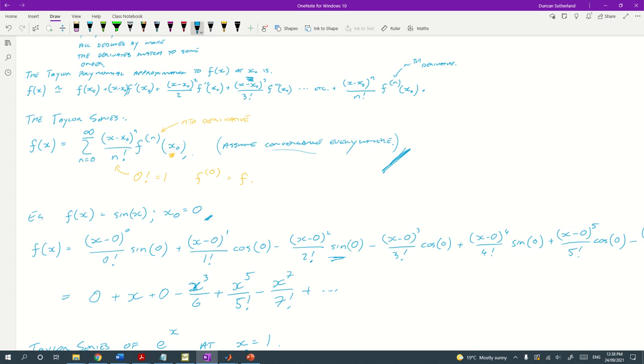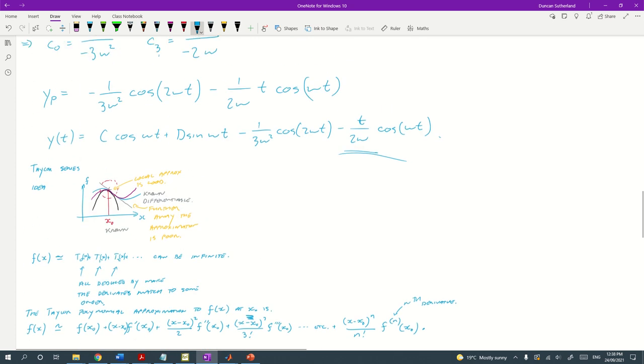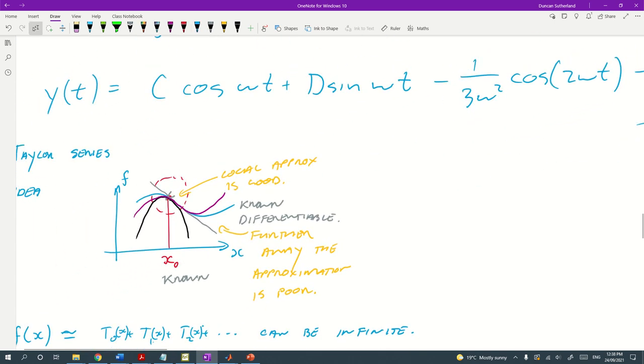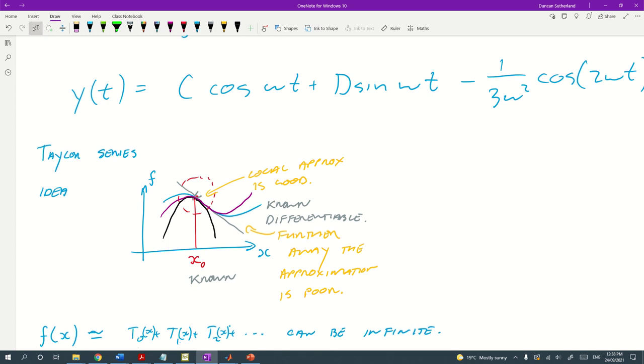And this is particularly useful when your function is awful, right? So if you've got some awful function that's, you know, wiggling all over the place, you can replace it with a simple polynomial that's a good approximation to that function around this neighborhood point. This idea here is the crucial physical idea of a Taylor series. You take a complicated known differentiable function and you replace it by some local approximation that you can make as good as you like. Typically, what we do is we replace the complicated function by a linear function.